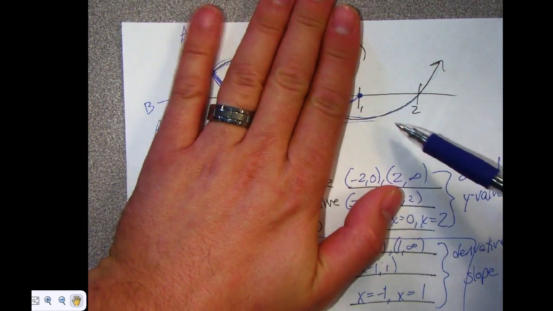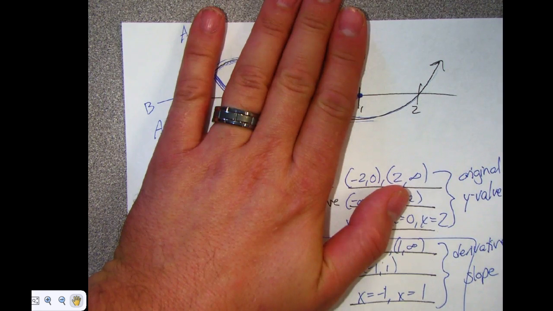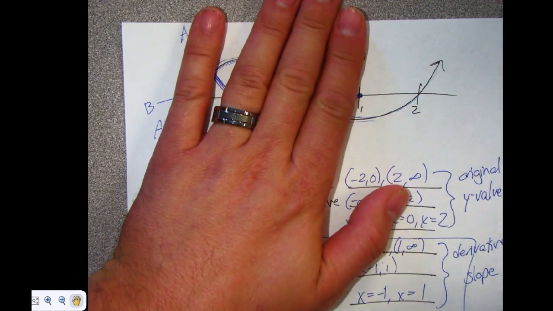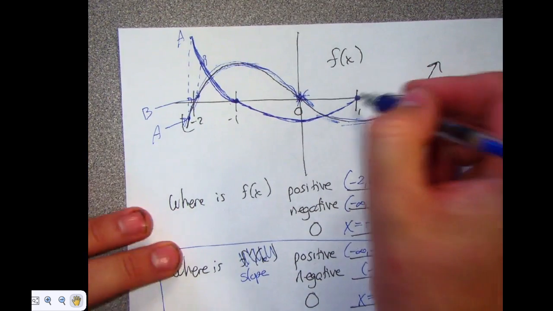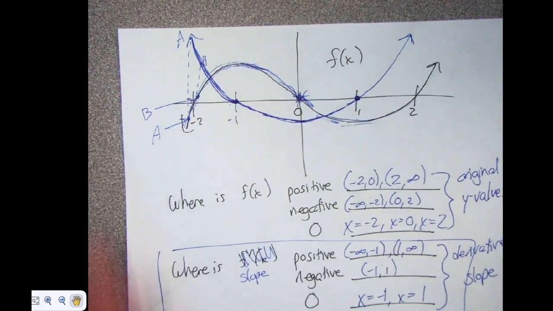Now in this last section, are my slopes positive or negative? Positive. And are they getting closer to 0 or further away from 0? Further away because it's getting steeper, right? So what should my y values be? Positive and getting further away from 0. So going up like that.